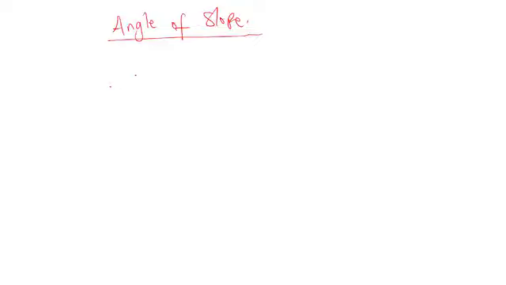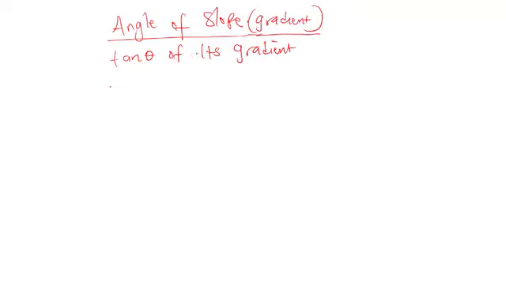Welcome back. When you talk about the angle of slope, it's equal to tan theta of its gradient, or you call it tan theta of the grade of the slope, because the slope is equivalent. You can put it as angle of slope or angle of gradient. It's just the tan of the gradient or the slope.